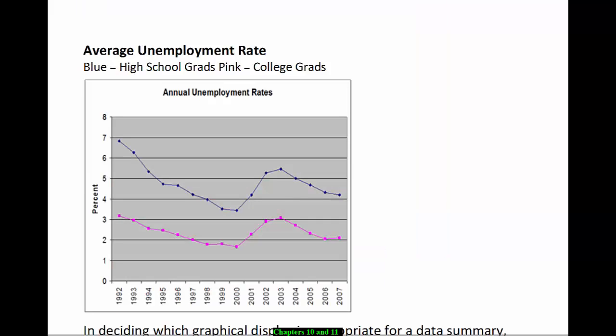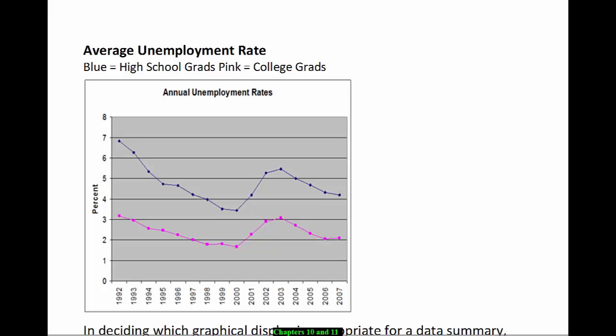Here we have a line chart. What are we looking at on this line chart? We have 2 lines. The key at the top tells us that blue is for high school graduates and the pink line is for college graduates. We see on the horizontal axis the years go from 1992 up through 2007.